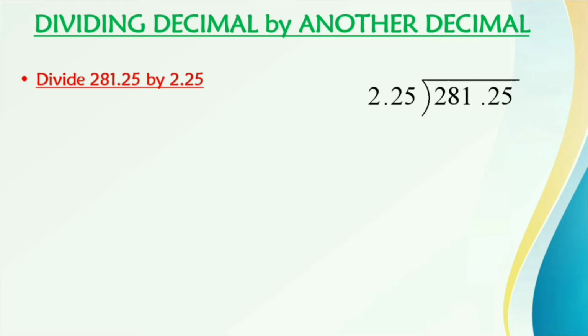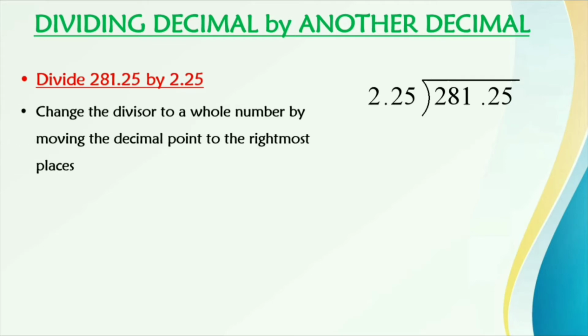Okay, so paano natin gagawin yon? Gagawin whole number. Change the divisor to a whole number by moving the decimal point to the rightmost places. I-move natin yung decimal point dun sa right side, sa dulong right side para maging whole number siya. Okay, so dito sa ating 2.25, mag-move tayo ng 1, 2. 2 decimal places. So, ayun na ngayon yung ating decimal point.